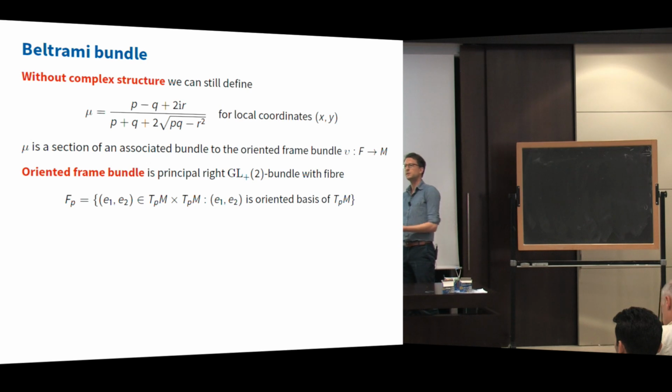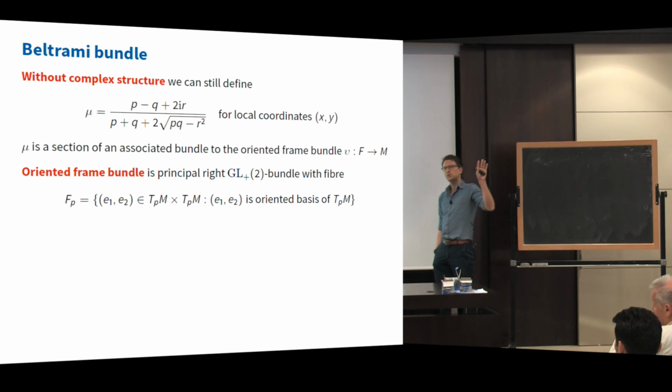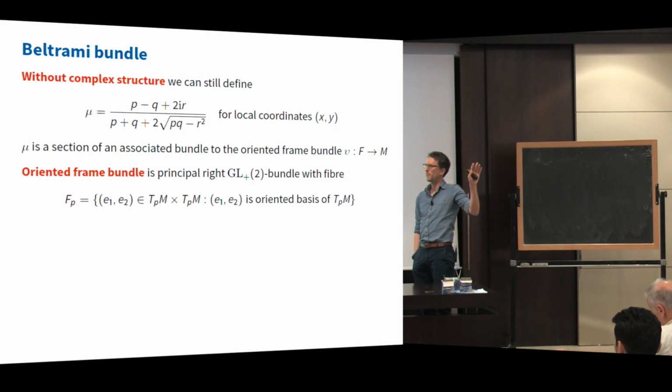We don't have to be super creative to come up with an example of such an action. GL+2 acts by Möbius transformations on the upper half plane, which we can identify with the disk, and hence we get a natural GL+2 action on the disk, and hence we get a natural associated disk bundle.